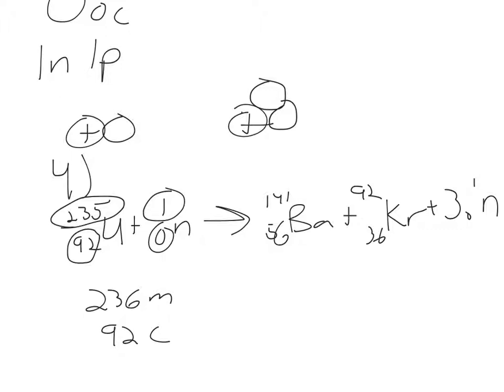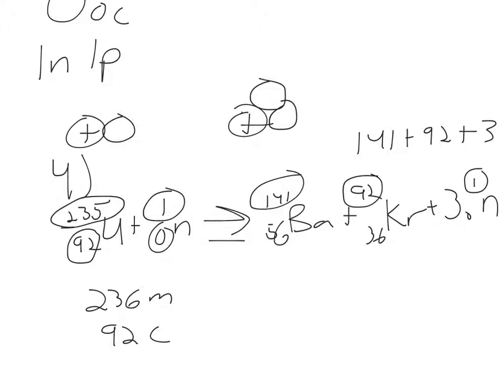Then the arrow happens, right? Then we go to the right, and it splits, and it turns into something new. What does it make? Well, it makes 141 mass in the barium, 92 mass in the krypton, and 1 mass on each neutron, but there are 3 of them. What is that? That's 141 plus 92 plus 3, and it's adding up to 236 mass.